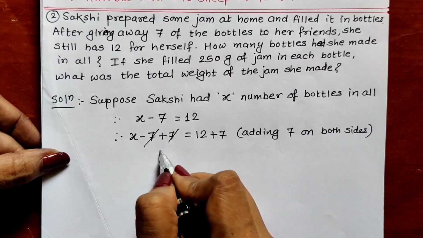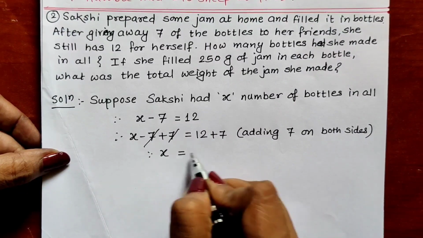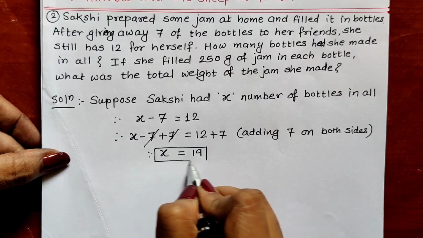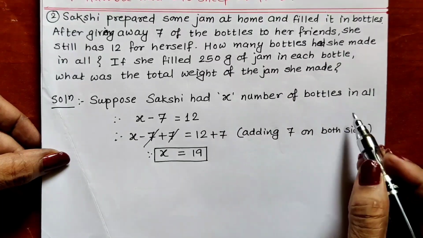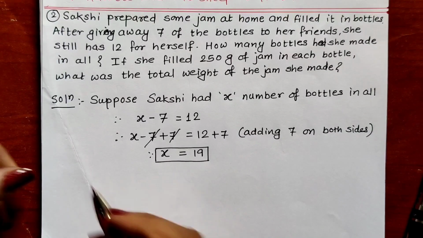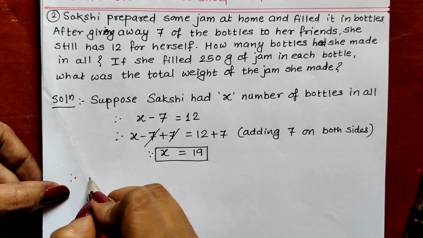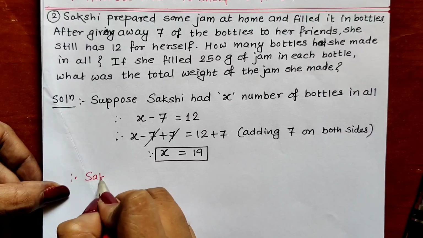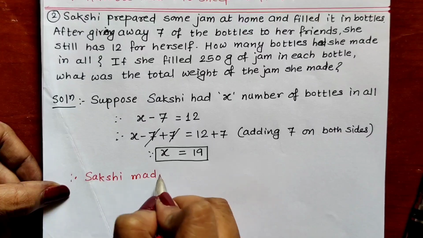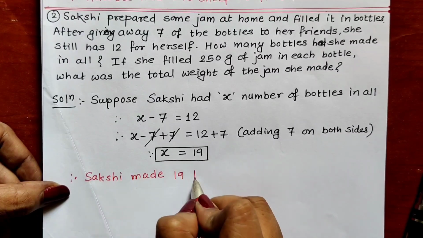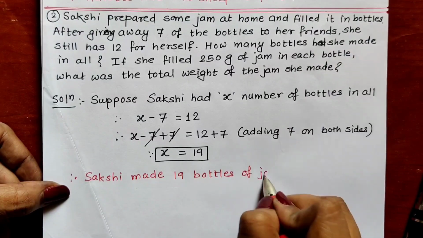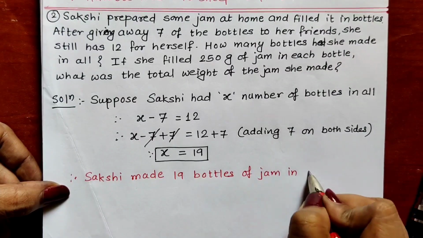Minus 7 plus 7 cancel, only X is remaining, and 12 plus 7 is 19. So X value is 19, and X we have taken for the total number of bottles Sakshi had. So from this we have to write the answer statement. Therefore, Sakshi made 19 bottles of jam in all.